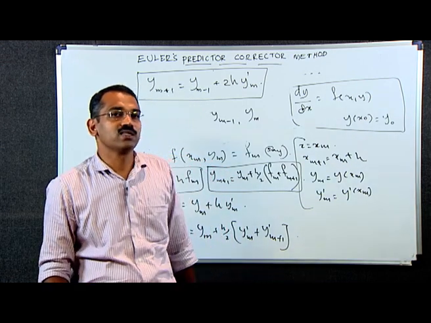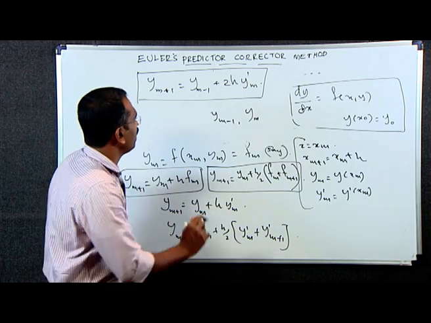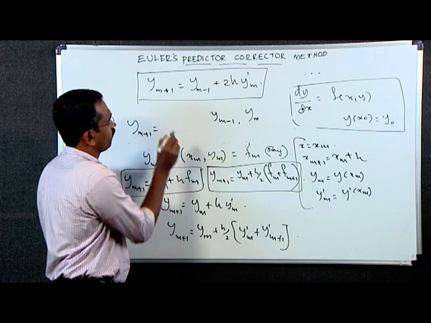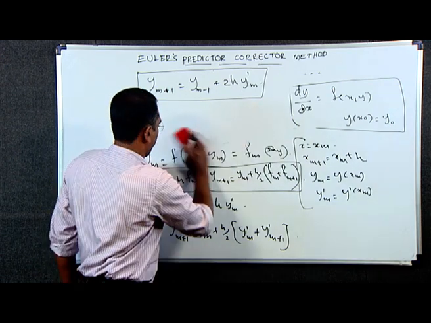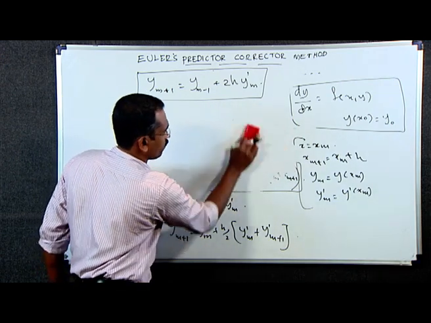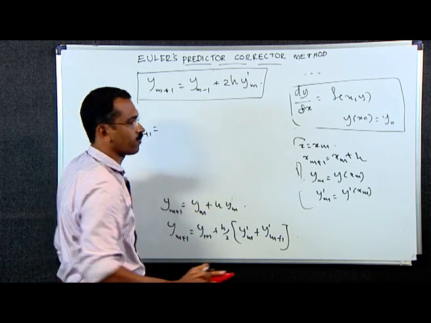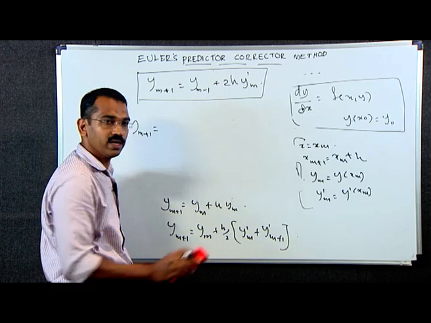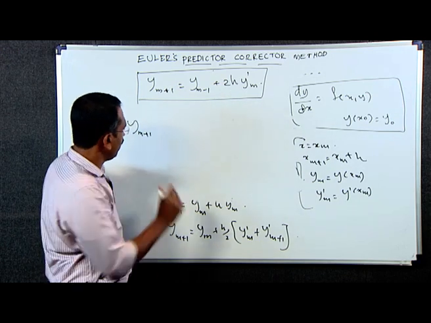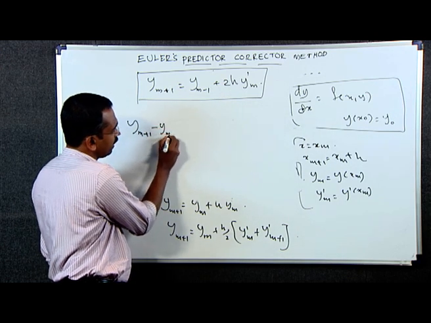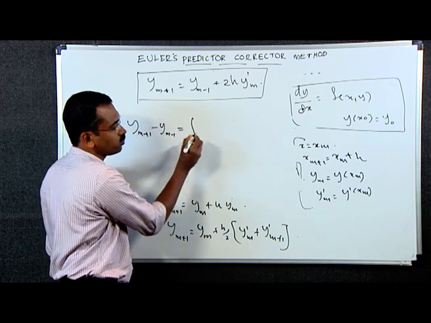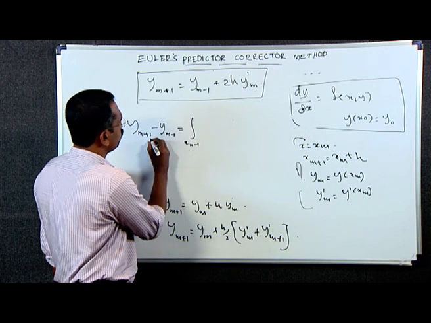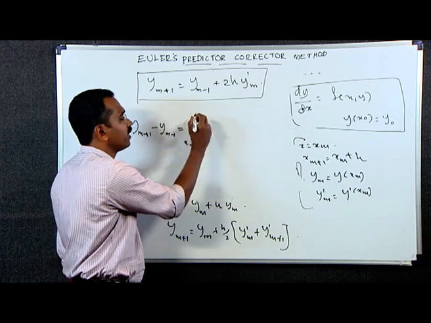This formula is derived as follows: y_{m+1} - y_{m-1} is equal to the integral from x_{m-1} to x_{m+1} of y' dx.